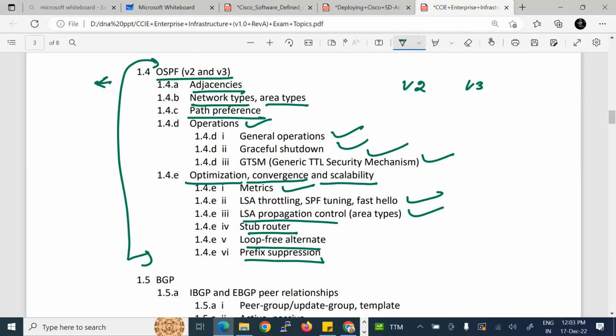So OSPF version 3 is already completed in CCNP, right? Maybe you have an idea about OSPF version 3 as well. Yes, I know we use it for IPv6, and it has more security features. Version 2 doesn't support IPv6. That's why we have to configure version 3.